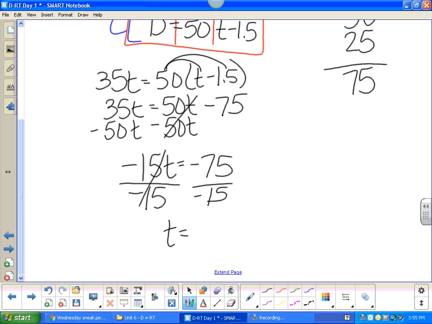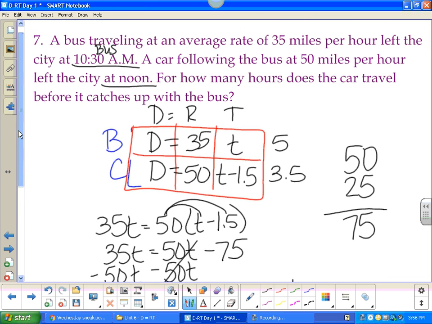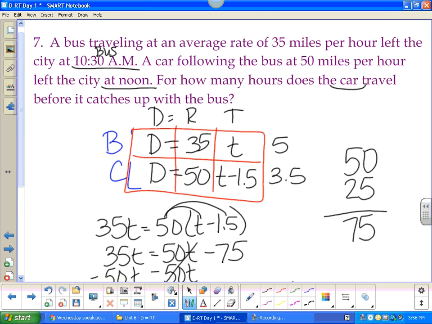Go be positive. Okay, let's count how many 15s are in here. So 15 and 15 is 30. And 2 more would make 60. And I need 1 more to hit 75, so it's got 5. So t equals 5. And then 5 minus 1.5, well, 5 minus 1 would put me at 4. And then minus another half would put me at 3.5. So let's go back and read what we want. For how many hours does the car travel? 3.5 hours.